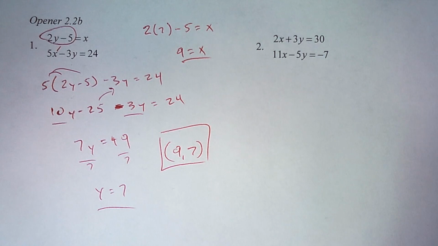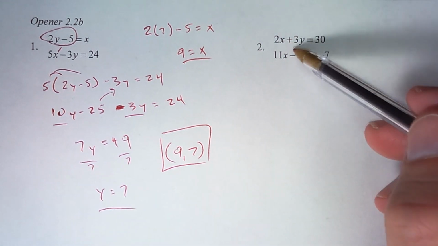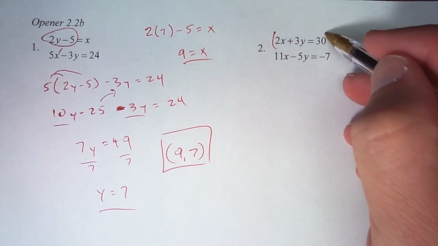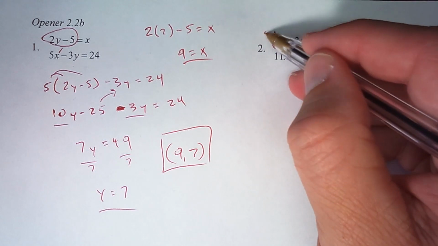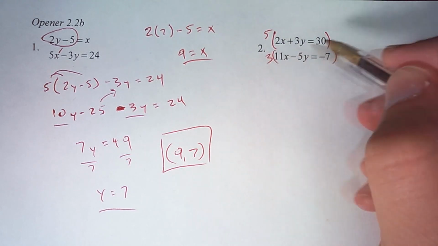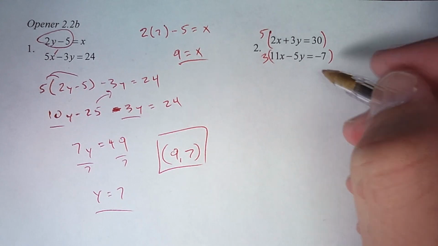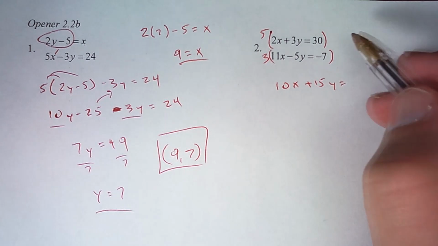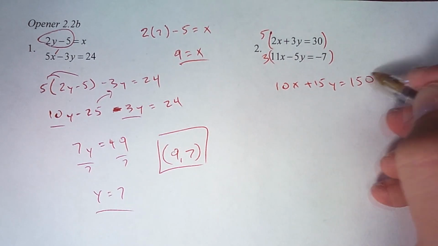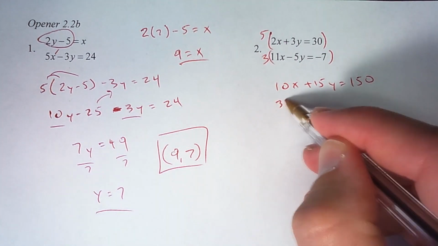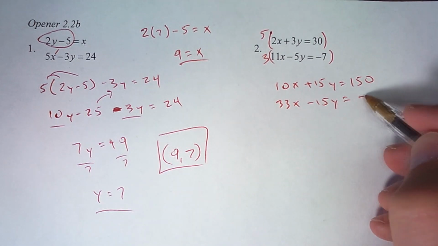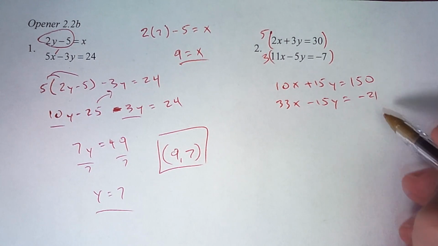And number 2, it doesn't look like a substitution kind of problem. I'm thinking because these have opposite signs, I'm just going to try to eliminate y's. I'll multiply this top equation by 5 and the bottom by 3. And that gives me 10x plus 15y equals 150. And 33x minus 15y equals negative 21.